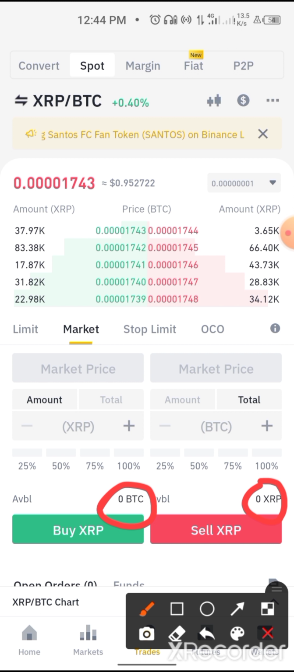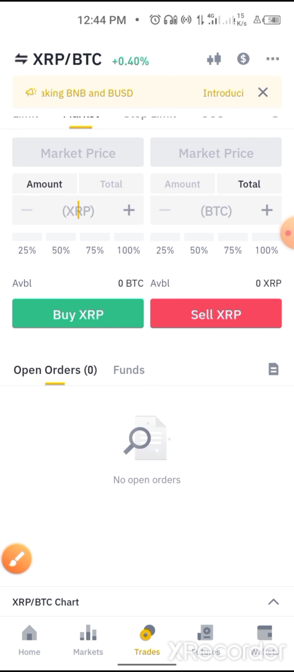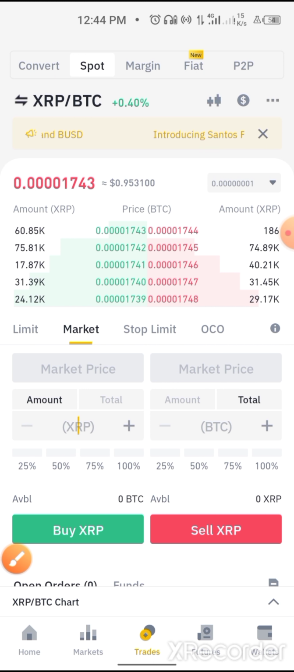So whenever I choose XRP BTC, that means I'm using BTC to buy XRP. If I'm selling my XRP, it's going to give me BTC. So let's understand the difference. Whichever currency pair you choose, it means that that's what you want to swap in between.